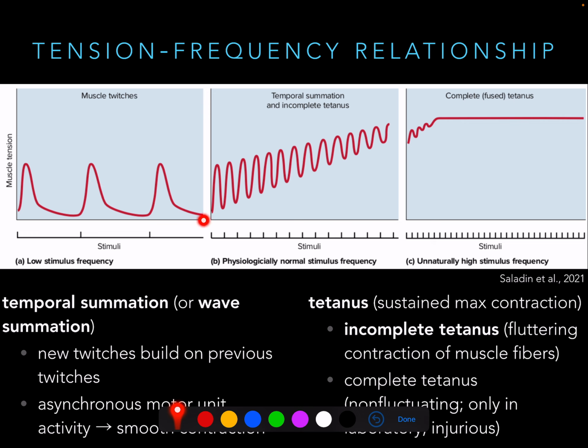In order for us to generate tension, I need a higher frequency stimulus here. So let's go over here, high frequency stimulus. I contract, I relax a little bit, but before I get all the way to baseline, I'm contracting again. And so I'm building on top of the previous twitches here, allowing me to build up more tension in the muscle. And this would continue on over here, and I would hold what's called incomplete tetanus, the fluttering maximum contraction of muscles.